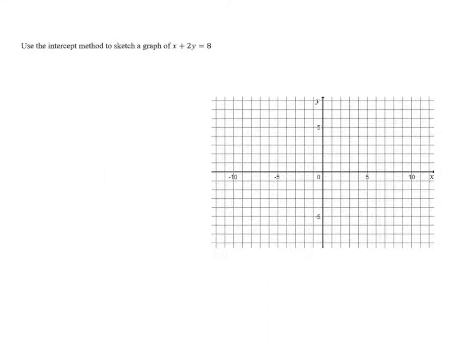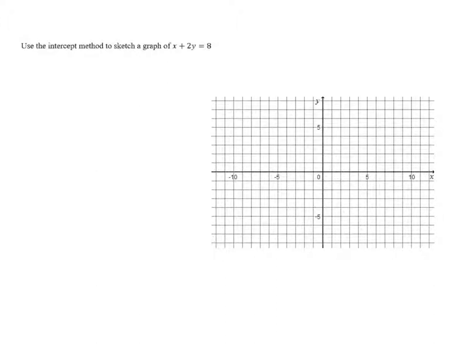Use the intercept method to sketch a graph of x plus 2y equals 8. The first method that we used for sketching the graph of a line involved making a table of values, but we had to pick several values and plug in x and do some calculations, and it ends up being a lot of work, and there's a lot of places to make arithmetic mistakes.